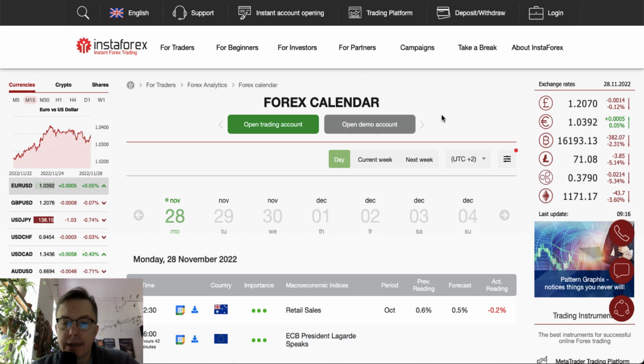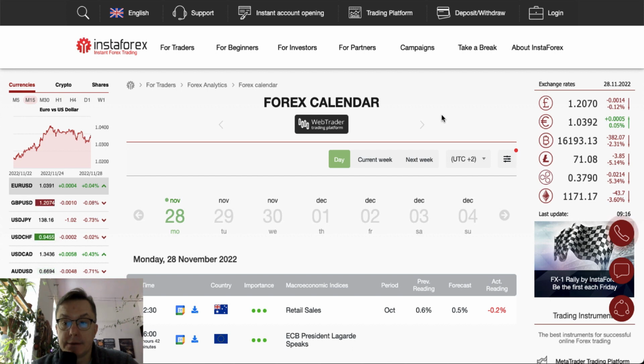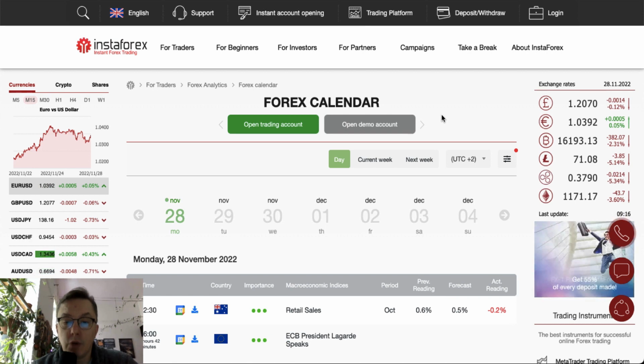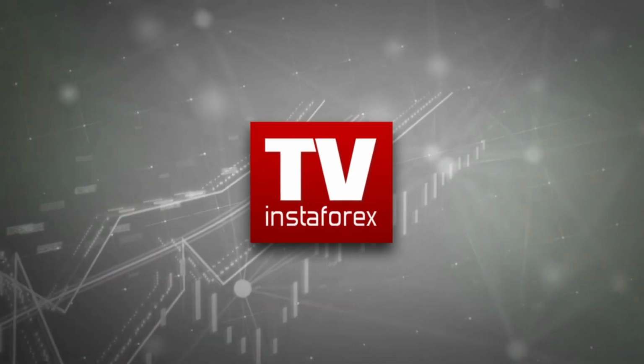Today is Monday, 28th of November 2022, the beginning of the new trading week. This is going to be the last week of the month of November, and of course the month is ending on Wednesday as well. So pretty much a very interesting week for those of you who trade this kind of event. So what is going on here today?